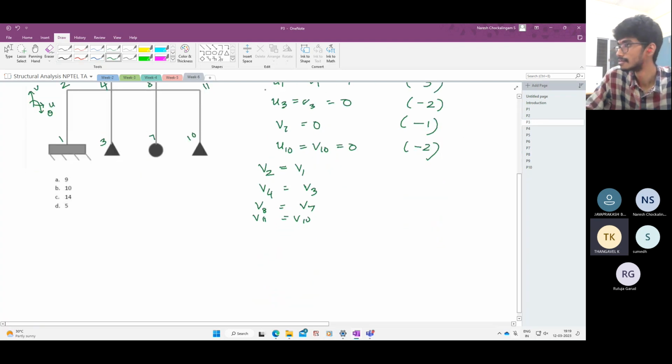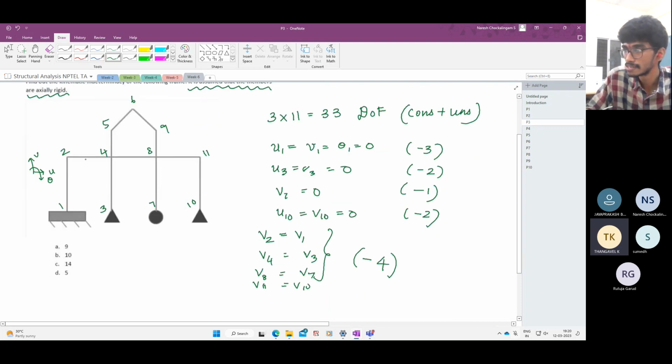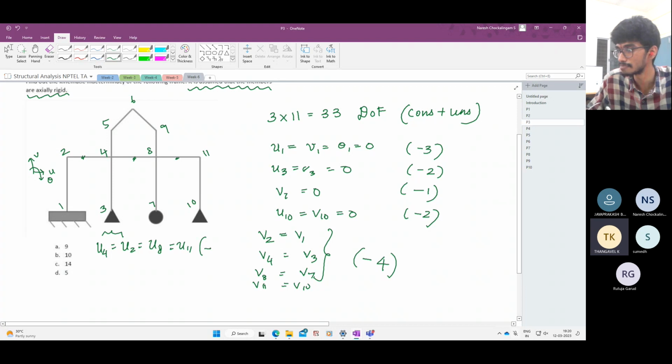Now, how many unknowns are you getting rid of? You can get rid of 4 more unknowns, which are V2, V4, V8, and V11. Now let us go to this level. At this level, these members are also actually rigid. So U4 should be equal to U2, U8 should be equal to U4, and U11 should be equal to U8. Otherwise, some of these members can expand or contract. That is also not allowed. So U4 is equal to U2 is equal to U8 is equal to U11. So if I know U2, then I know U4, U8, and U11. So this subtracts 3 unknowns.